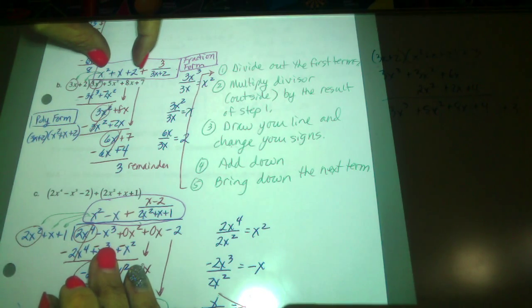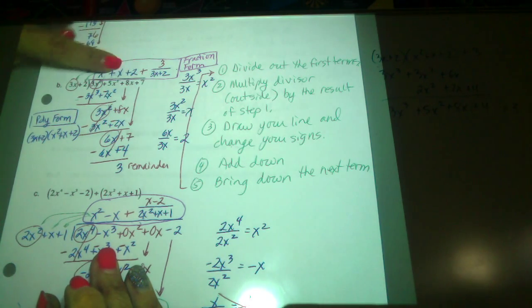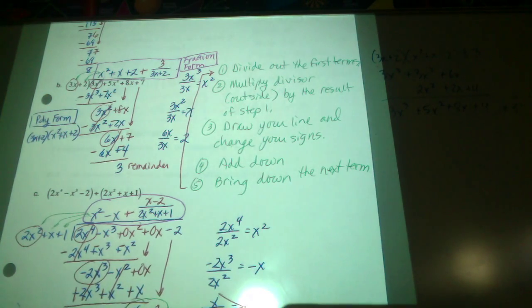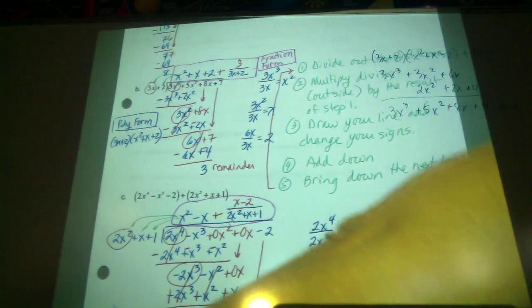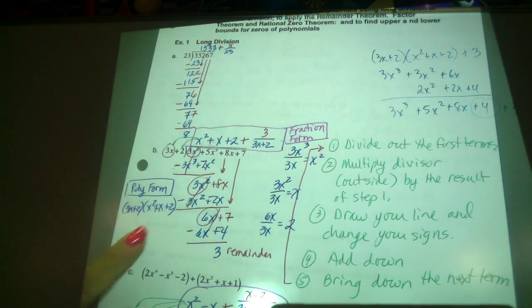But I have to make an adjustment, because technically I have to be able to take what's outside here and multiply it to the answer up here and get exactly what's underneath. Well, let me move this over here so you can see it. I went ahead and I multiplied out 3x plus 2 times x squared plus 2.